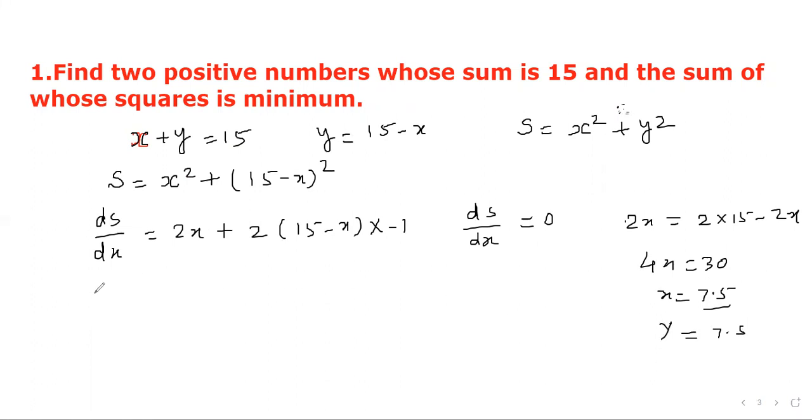Now we find the second derivative d2S by dx2. If we differentiate it, it will become 2, and if we differentiate the other term, it will give 2 into minus 1 into minus 1. So it will be greater than 0. Hence the function will be minimum, and the corresponding values of x and y are 7.5 and 7.5.